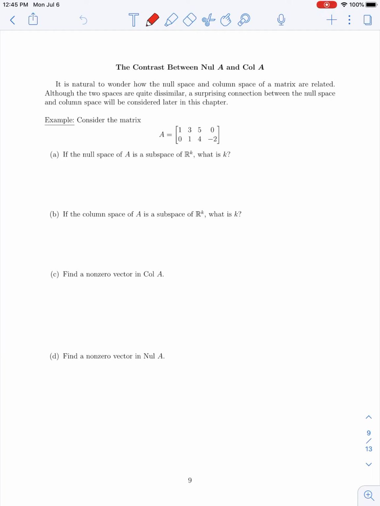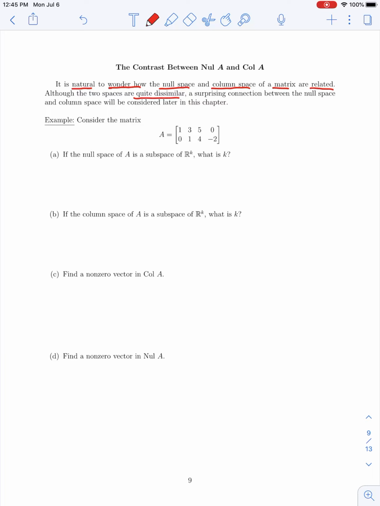Now that we've introduced these spaces, we might be curious about how the null space and the column space of a matrix are related to one another. So these spaces are fairly dissimilar in their definition, but we will see a surprising connection between the null space and the column space a little bit later in this chapter. And in this section, we'll start to look at some of the differences between the null space and column space.